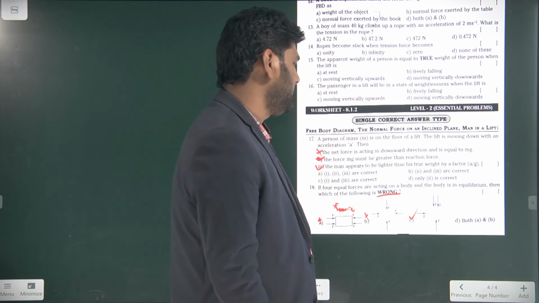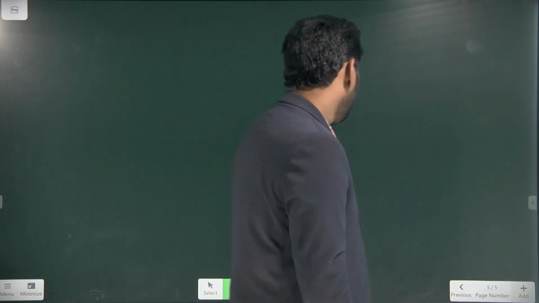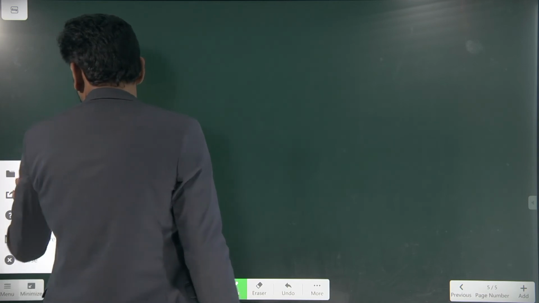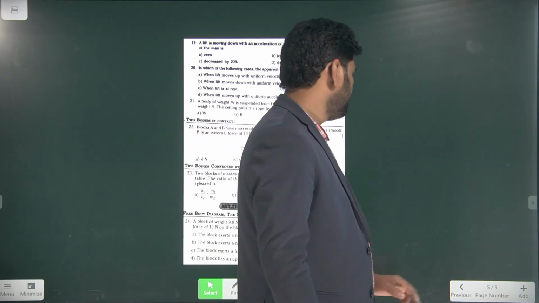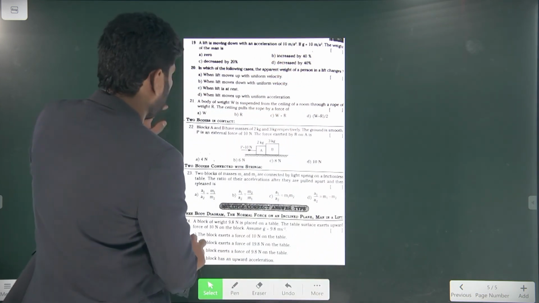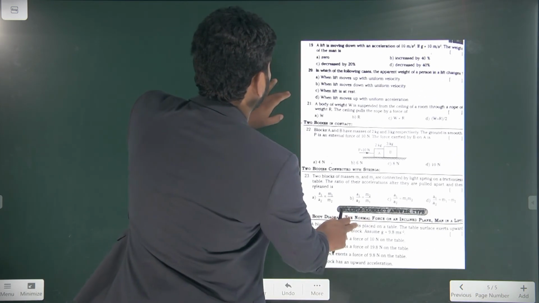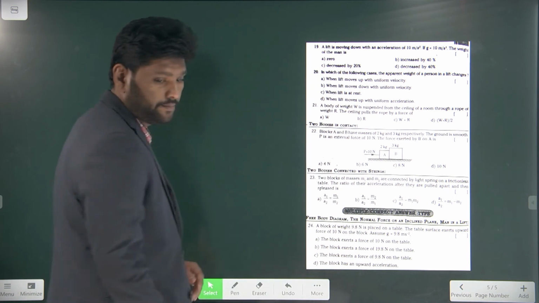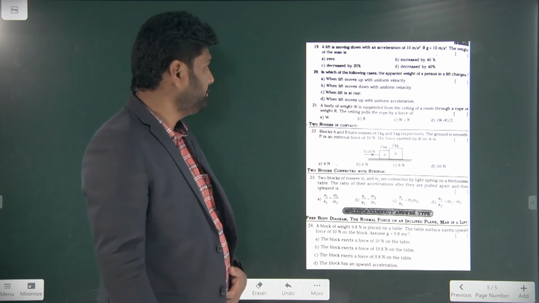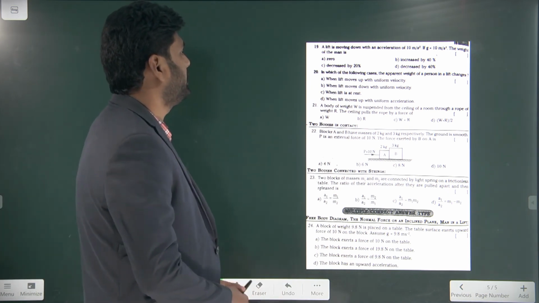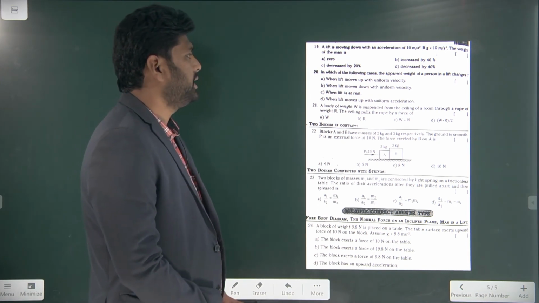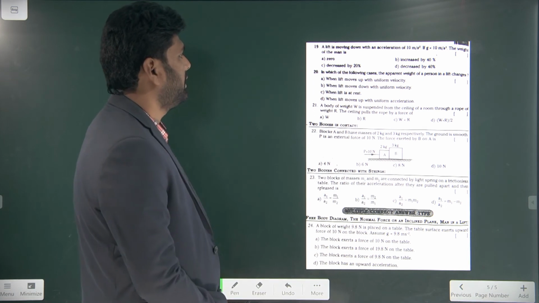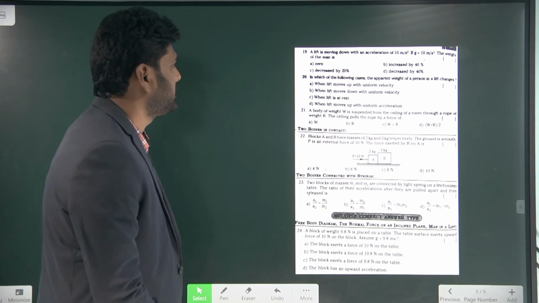Now next, let me share one more slide for you. Yeah, this is one more slide. Is it okay? Next, a lift is moving down with an acceleration of 10 meter per second square. If g is equal to 10 meter per second square, the weight of the man is.